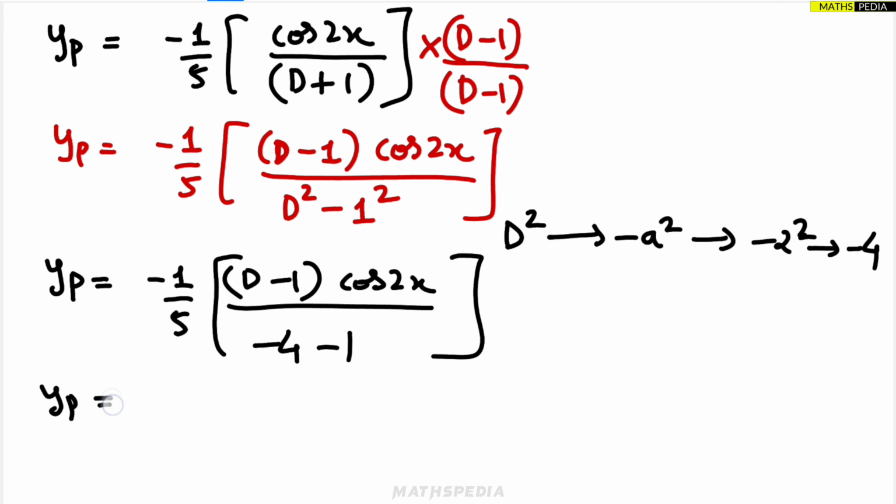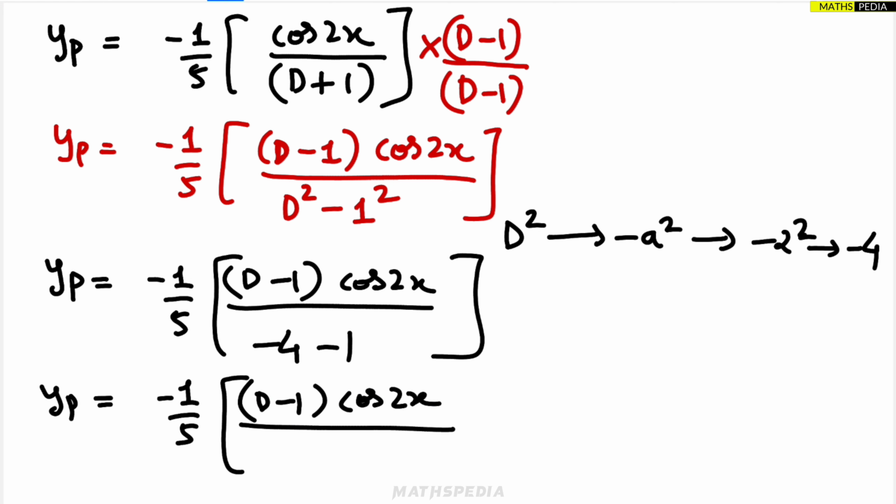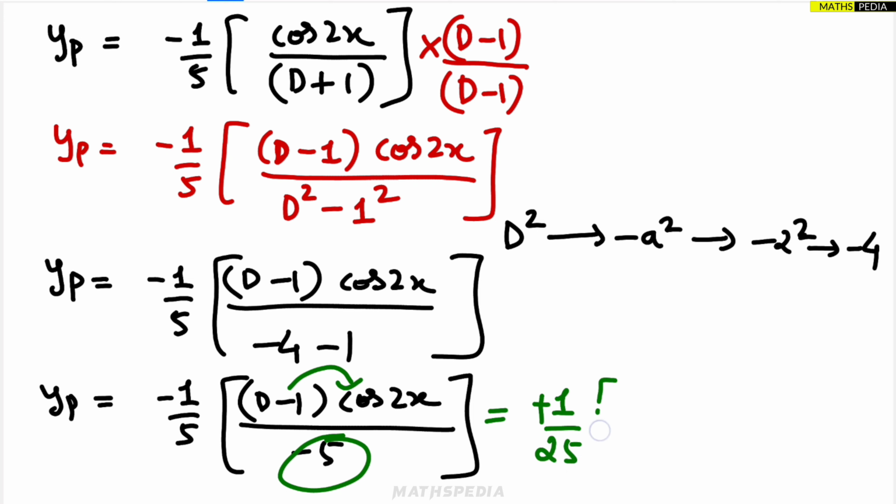So you are getting yp value as how much? Minus 1 by 5 d minus 1 cos 2x whole divided by minus 5, right? Now d has been eliminated from the denominator. That was our intention, right? Now numerator d is left out. What you are going to do? See, I said before also it is fine in the numerator because if you will try to expand it. So this 5 you take it outside, minus 1 by minus and minus will get cancelled, so it is 1 by 25 into, expand this one, d into cos 2x minus 1 into cos 2x, that is minus cos 2x.